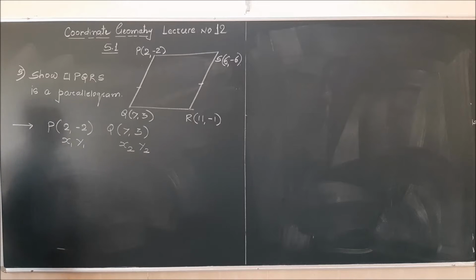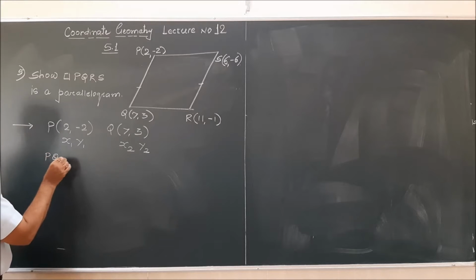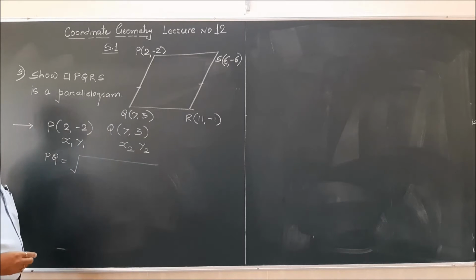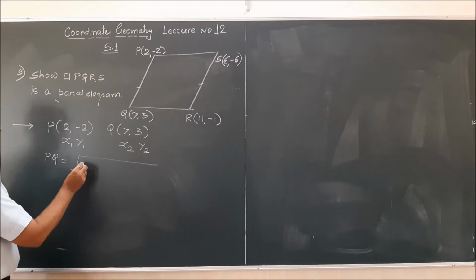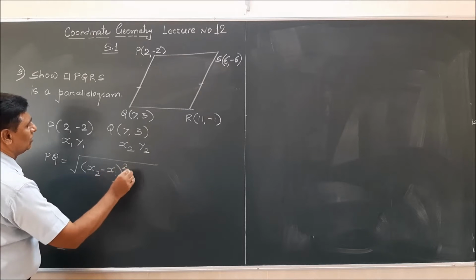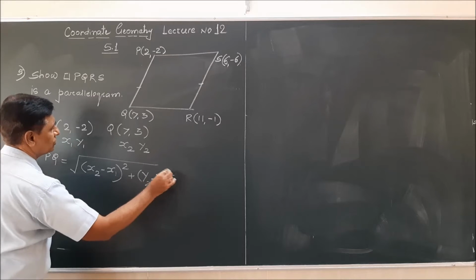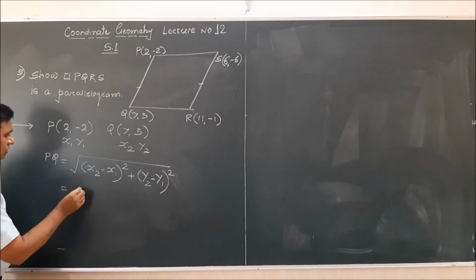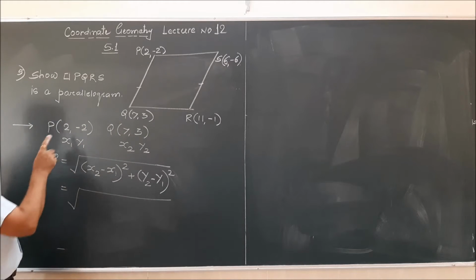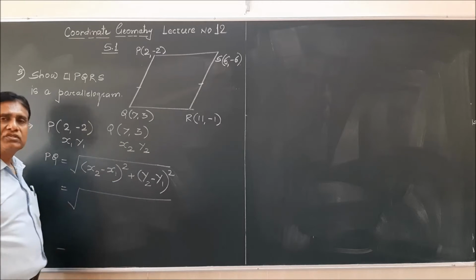Now by the distance formula, I find out the length PQ. Length PQ is equal to the square root of (x2 minus x1) the whole square plus (y2 minus y1) the whole square. The coordinates of P are 2, minus 2, that is x1, y1, and the coordinates of Q are 7, 3, that is x2, y2.